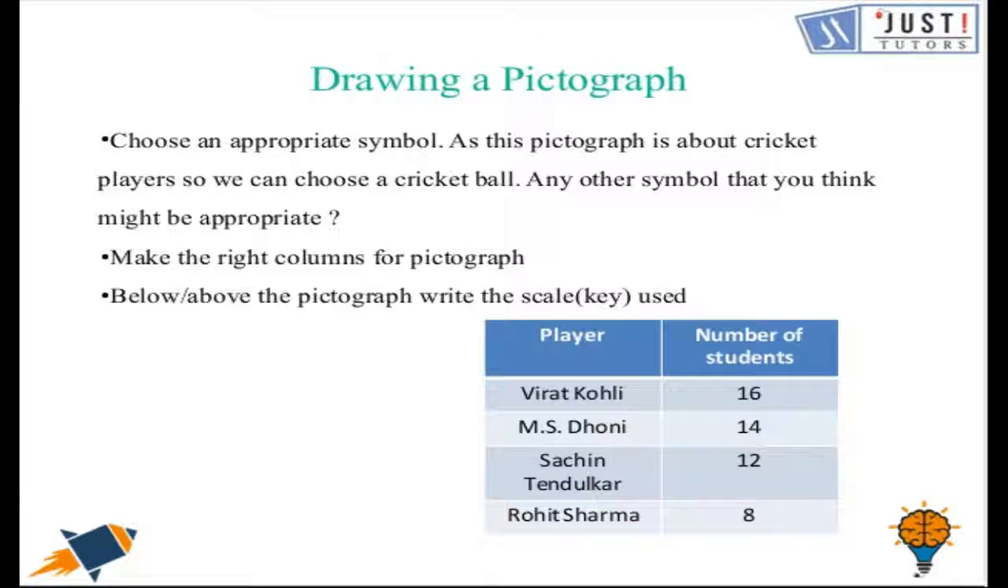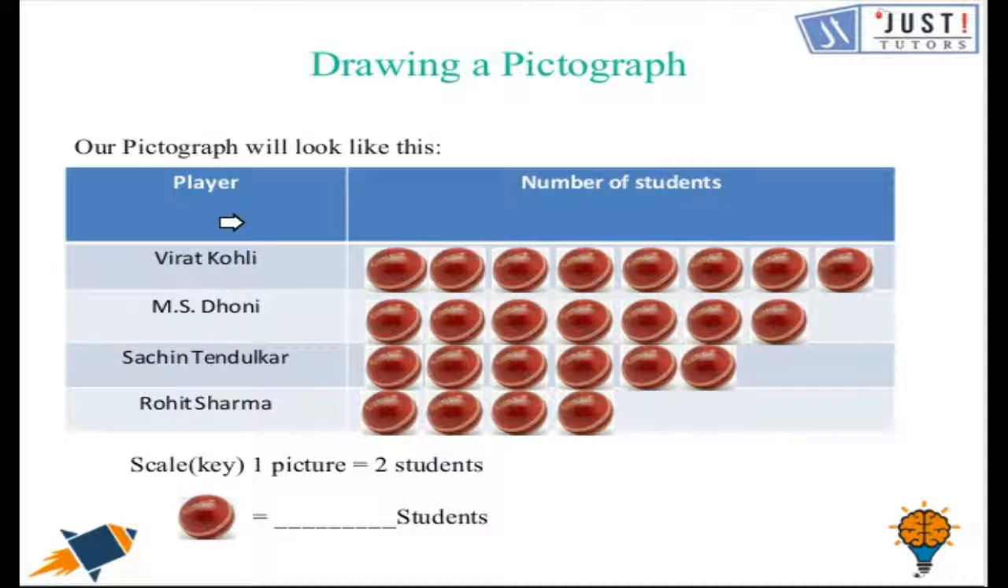Now let's move forward and let's look for the next step. So the next step is to choose an appropriate symbol. So this time we are talking about cricket, so we can think of choosing a ball or a bat. Let's go for a ball here. The next step is to mark the right columns. So once we have followed all the steps, a pictograph would look something like this. So one picture equals 2 students, which means one ball is the same as 2 students.